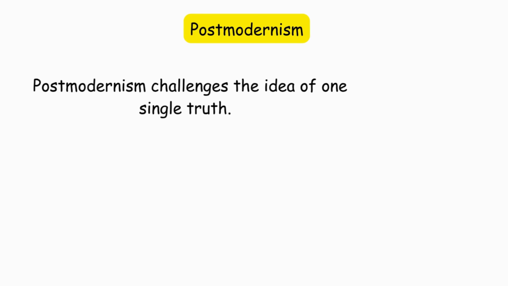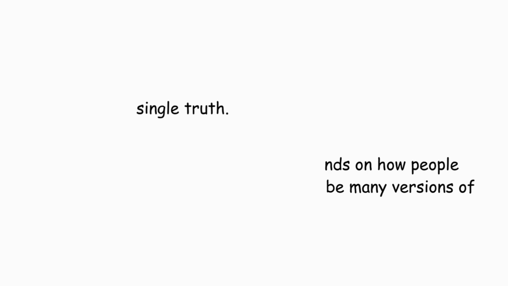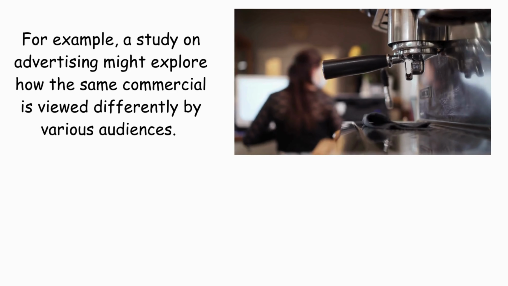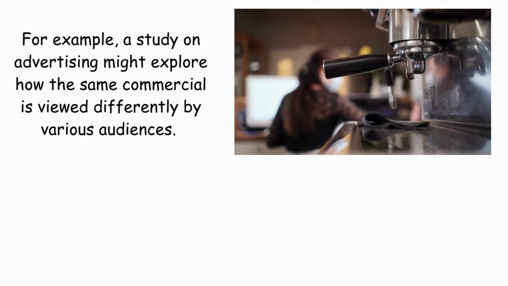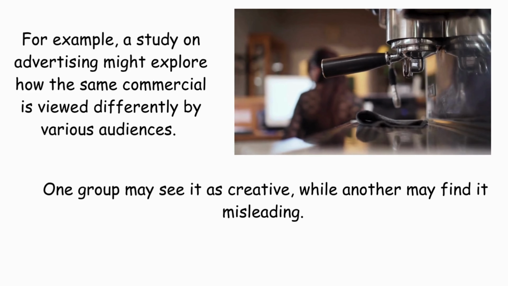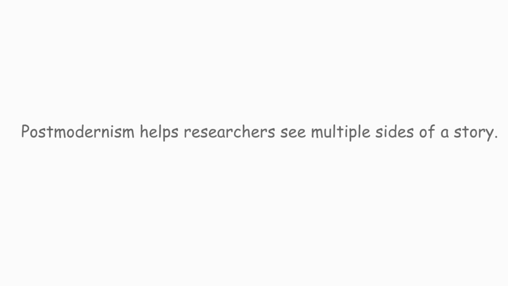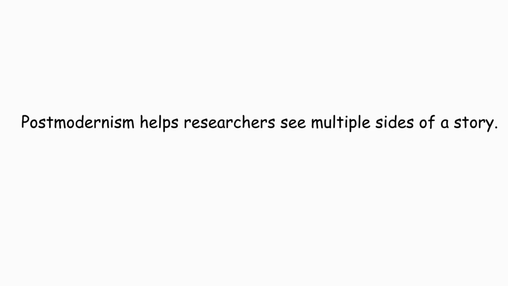Postmodernism. Postmodernism challenges the idea of one single truth. It says that reality depends on how people interpret it, and there can be many versions of truth. For example, a study on advertising might explore how the same commercial is viewed differently by various audiences. One group may see it as creative, while another may find it misleading. Postmodernism helps researchers see multiple sides of a story.